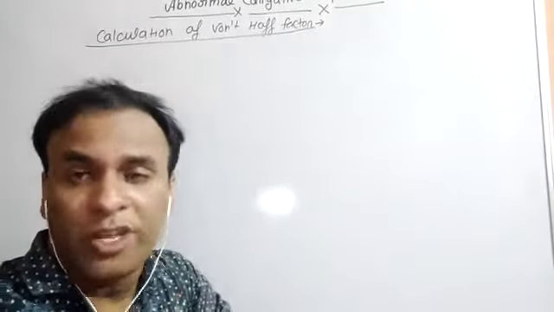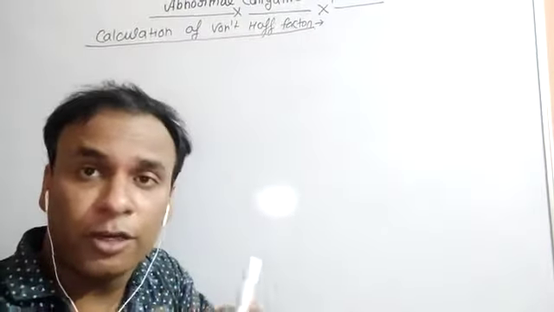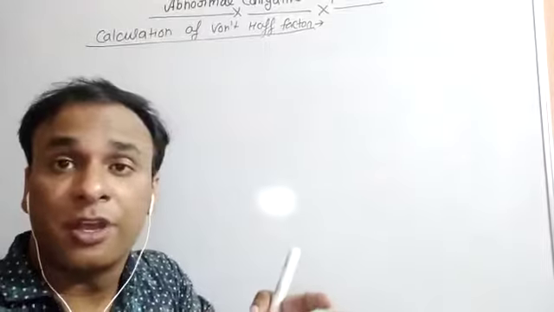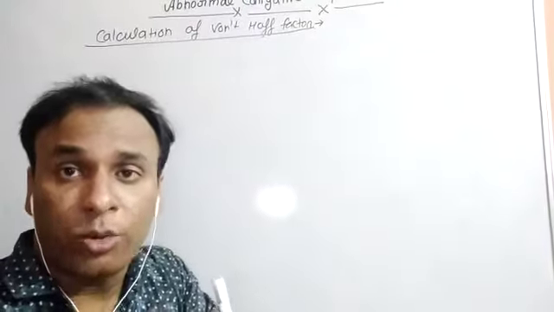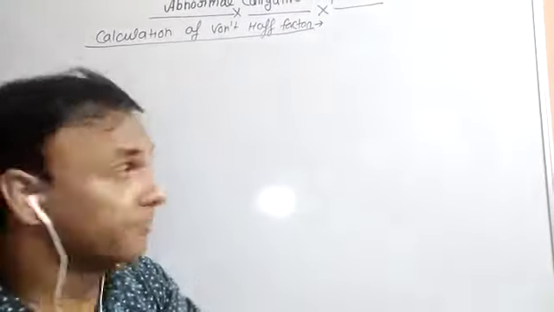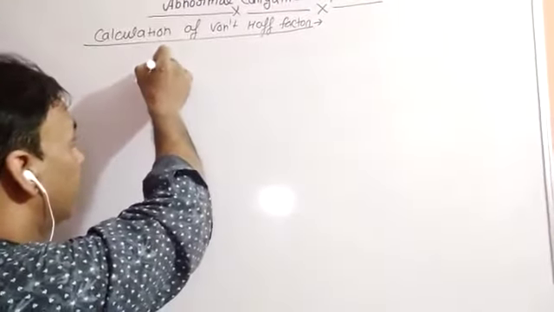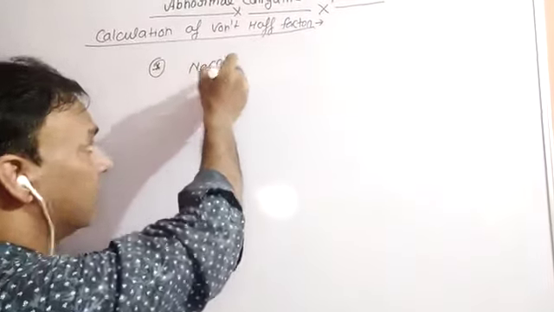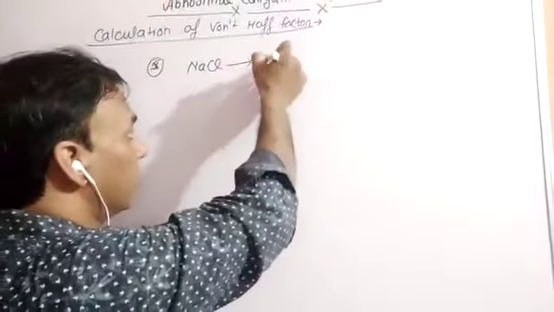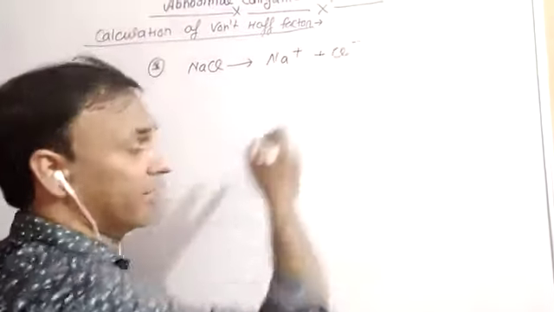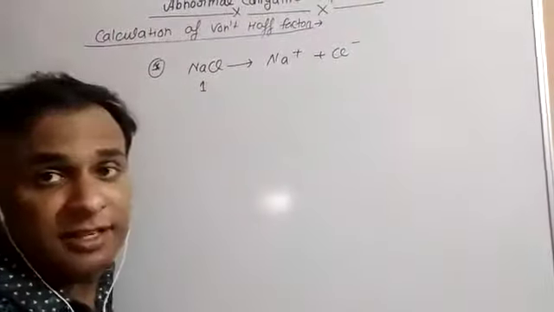Now the calculation of van't Hoff factor for an electrolyte. Electrolytes are the substances which give cations and anions in aqueous solution. Clear? Then how will you calculate the van't Hoff factor for such electrolytes? Suppose we have taken sodium chloride as an electrolyte. When sodium chloride is dissolved in aqueous solution, it gives sodium ion and chloride ion. Initially, when we have taken the sodium chloride, it is considered as 1 mole.